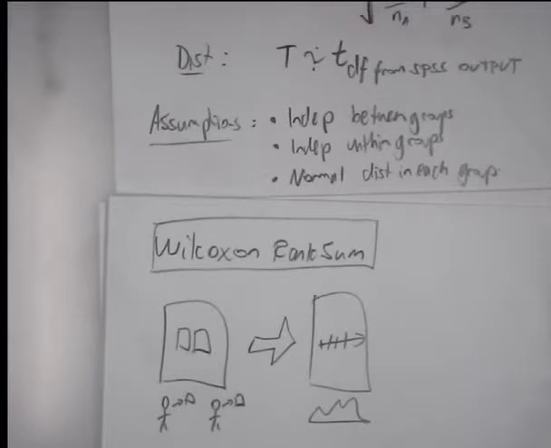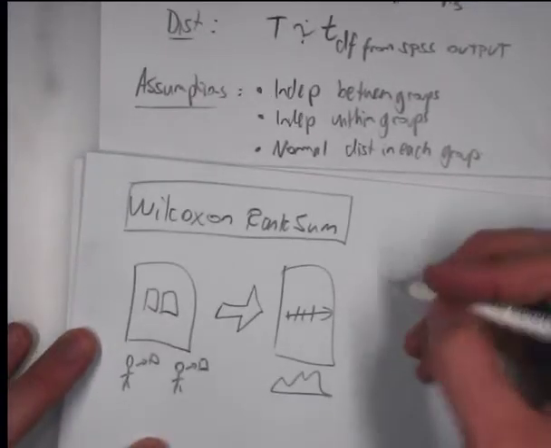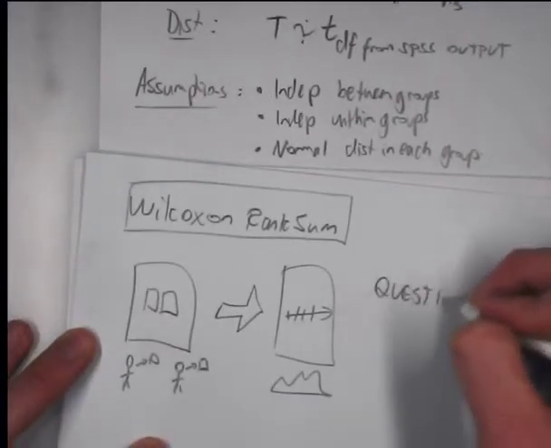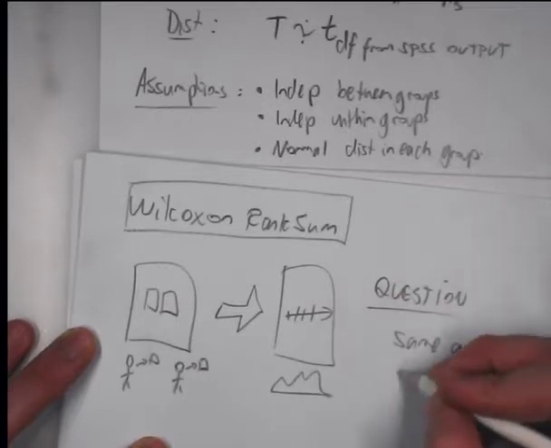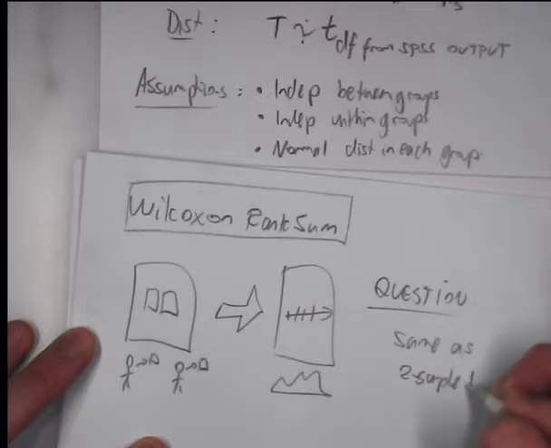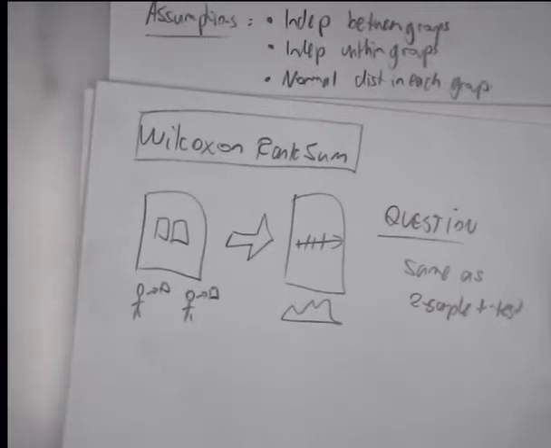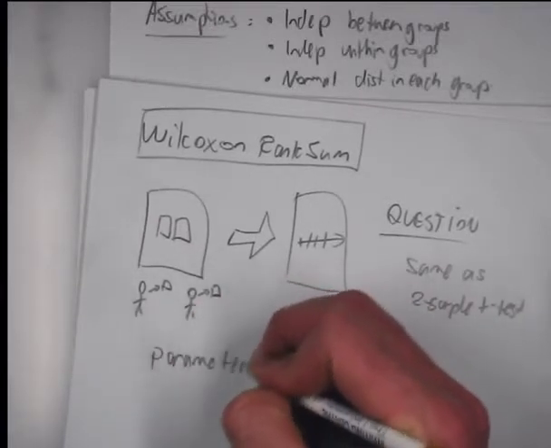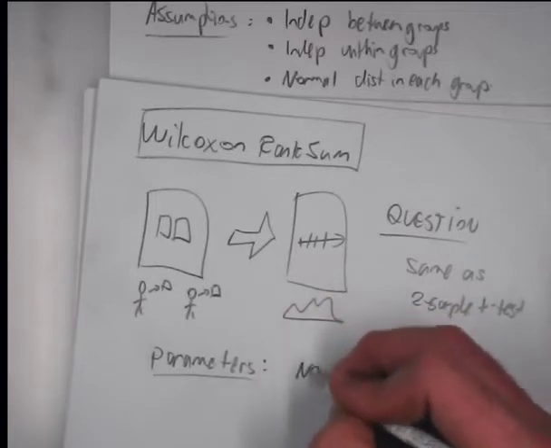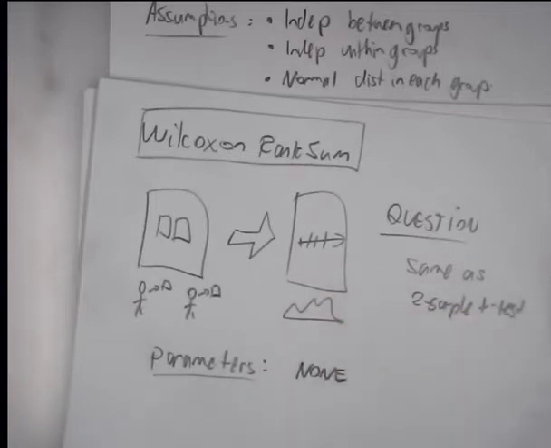And that's what the Wilcoxon rank sum test is. The question is the same as the two-sample T-test. But you can't write any parameters down, there aren't any to mention.